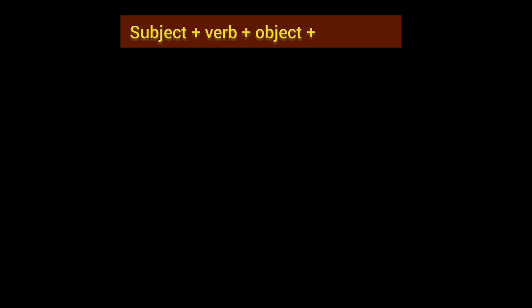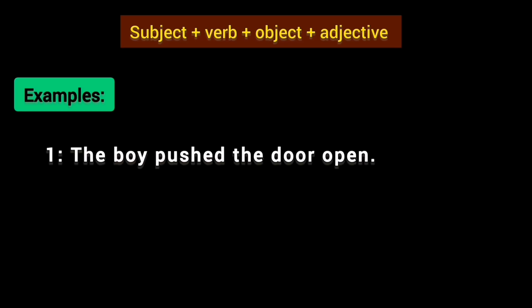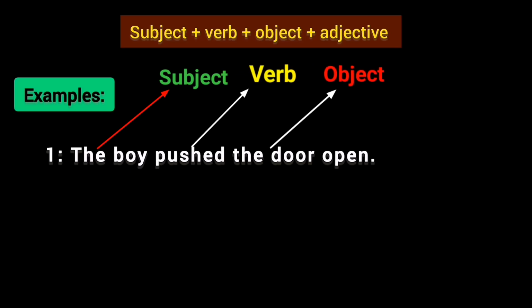Subject plus verb plus object plus adjective. This is another very interesting structure in English language. Let me give some sentences. The boy pushed the door open. Here the boy is the subject, and pushed is the verb, and the door is the object, and open is the adjective which describes the state of the door. So it means that the boy pushed the door and then it was open.